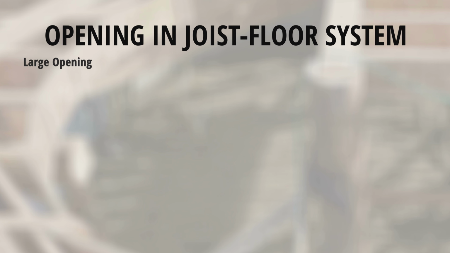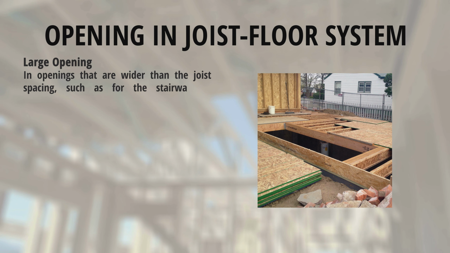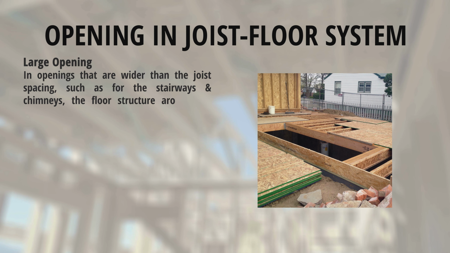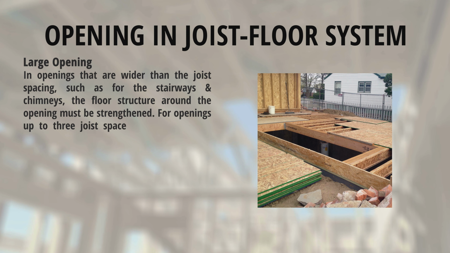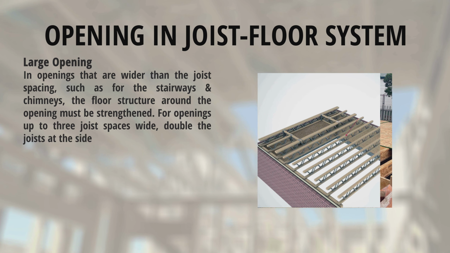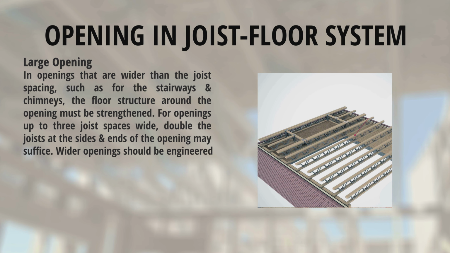Opening in joist floor system. Large opening. In openings that are wider than the joist spacing, such as for stairways and chimneys, the floor structure around the opening must be strengthened. For openings up to 3 joist spaces wide, doubling the joists at the sides and ends of the opening may suffice. Wider openings should be engineered.